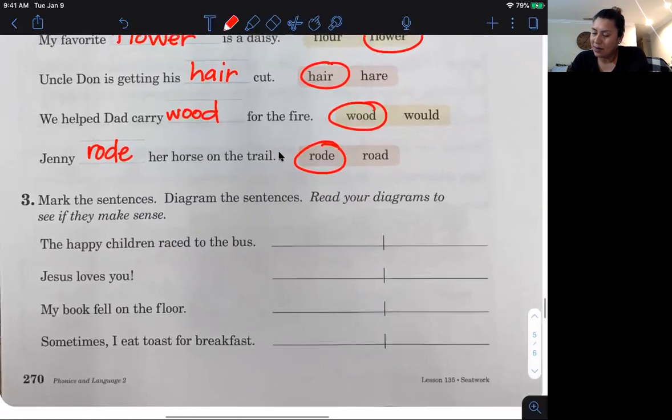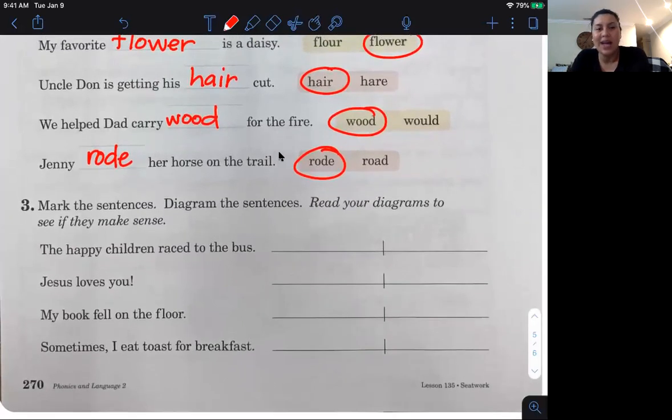Slide it down. Ooh, we haven't done this in a while. We're going to mark the sentences and diagram them. Read the diagrams to see if they make sense. Now remember, you mark the sentence first by putting a line to divide the sentence between the subject and the predicate, which is the subject, the who or the what, and the predicate. There's so many names for this. It's the verb, the action, the predicate. Okay, there's 3 different words, but it's all the same thing. It's the action word, okay? So let's read the first one together.